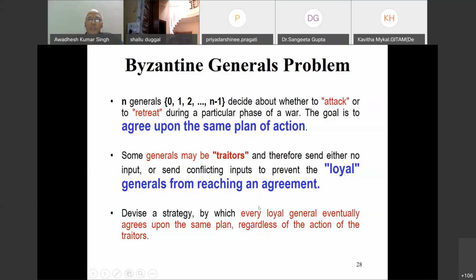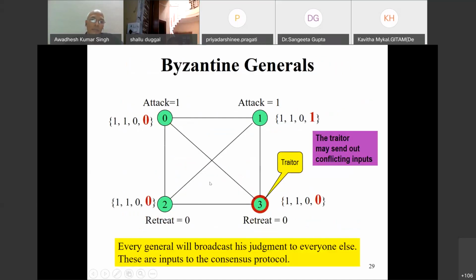This problem can be translated into a digital form. Say this one is a traitor. If we consider that for attack the code is 1 and for retreat the code is 0, the traitor may send attack to 1 and retreat to 2. Means it may send conflicting input to different processes, or it may not send any input. Despite this, our requirement is that we need to take a correct decision, and that should be a consensus decision.